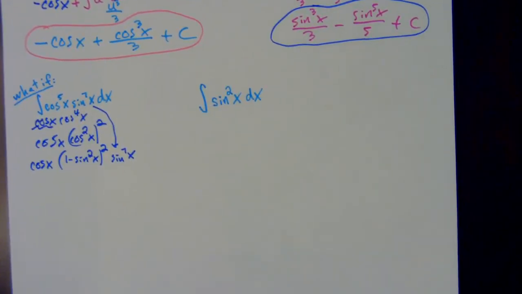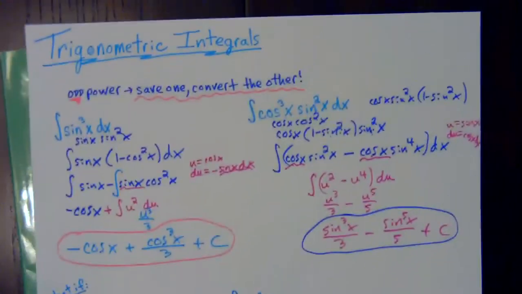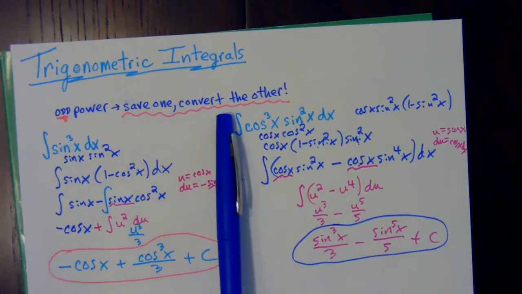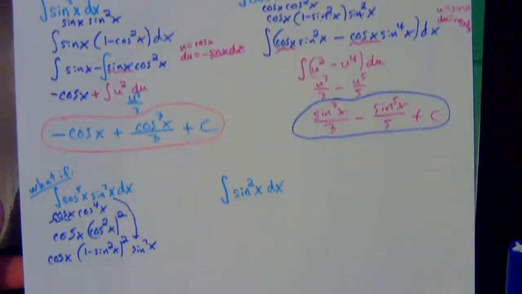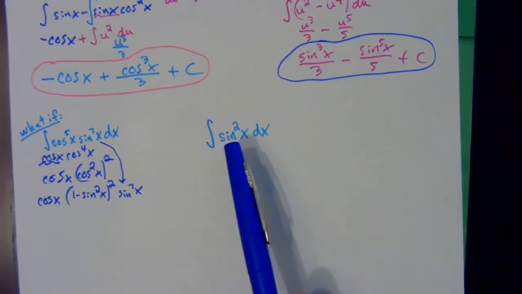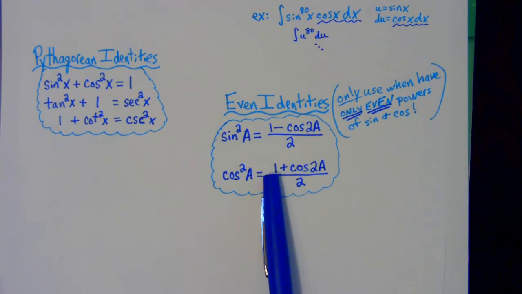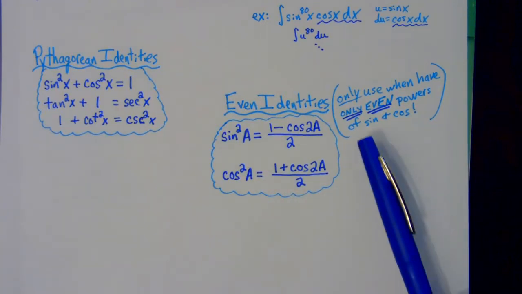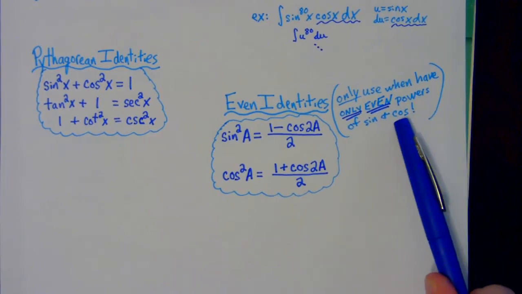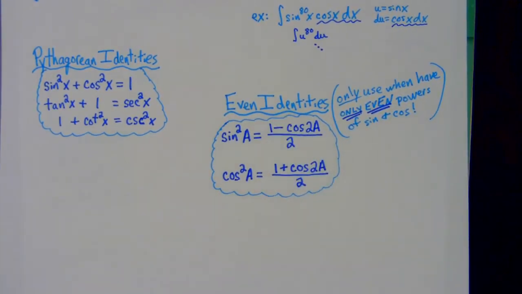But you might be wondering, what if I don't have any odd powers? If you don't have any odd powers in your integral, that means you're not going to do that save one, convert the other stuff, because there are no odd powers to work with. So if you only have even exponents in that problem, that brings me to these even identities. That's the only time I'm going to use the even identities. If I only have even powers of sine and cosine, that's when I jump to the even identities.